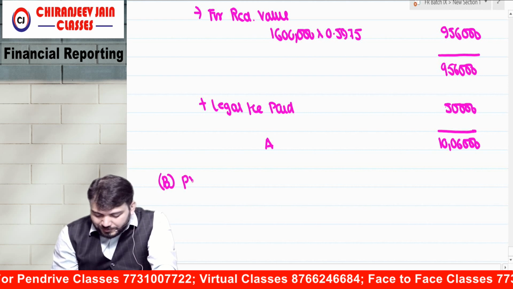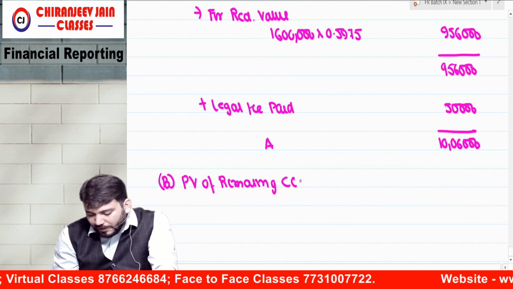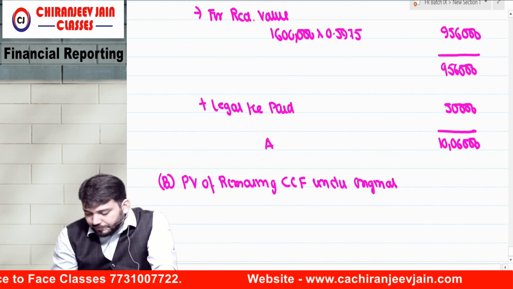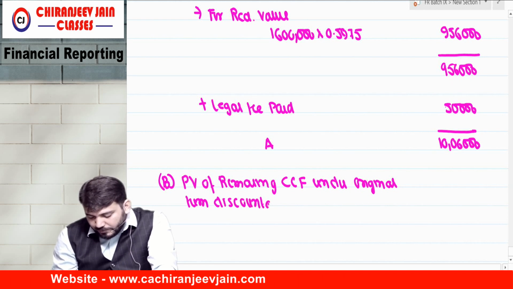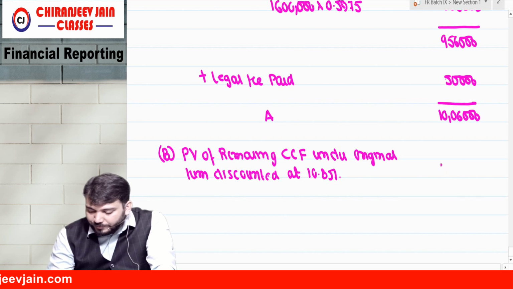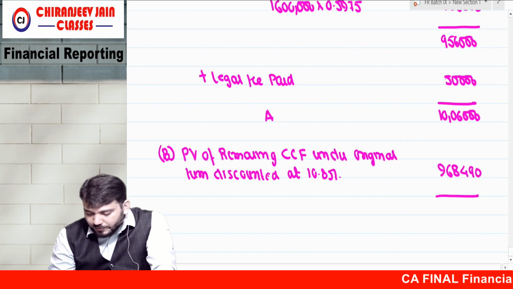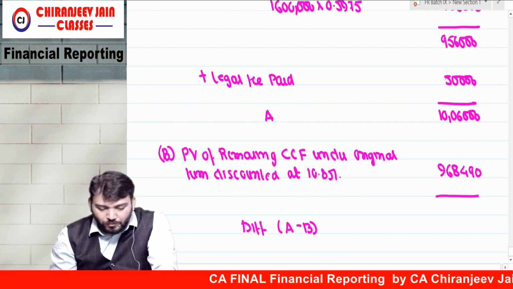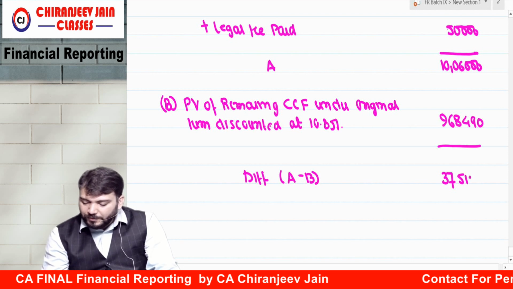Correct? Now B. B is what? Present value of remaining contractual cash flow under what? Original terms. Discounted at what? 10.85%. Already we have calculated. How much did we calculate? 9 lakh 68,490. Correct? How much difference? Difference is A minus B. How much difference? 37,510. Correct?